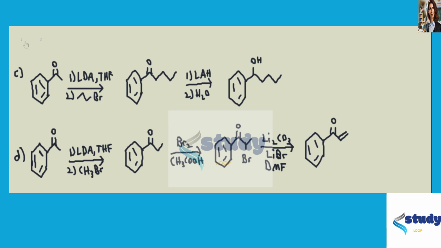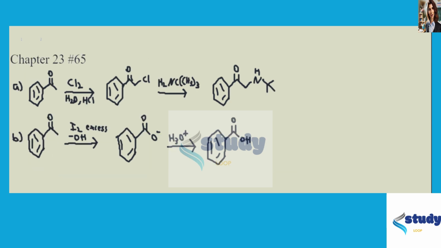Okay, so there's C and D. Again, there's A and B. And that's the answer to chapter 23, problem number 65.